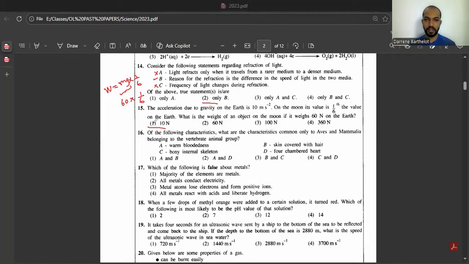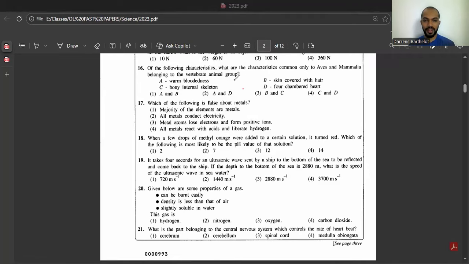Answer is first answer. Question number 16. On the following characteristics, what are the characteristics common only to aves and mammalia belonging to the vertebrate animal group? Okay, so warm-bloodedness, that's correct. It belongs only to aves and mammalia. Then skin is covered with hair, that is only belonging to mammalia, so it's wrong.